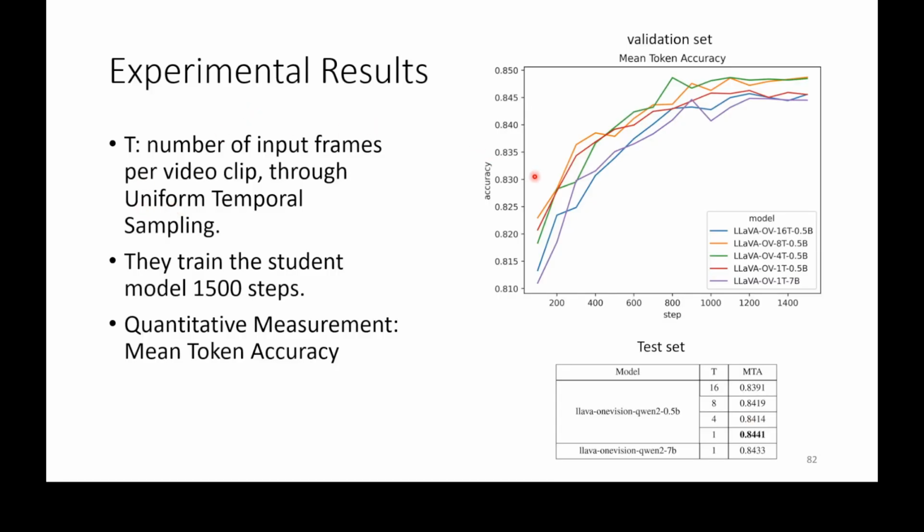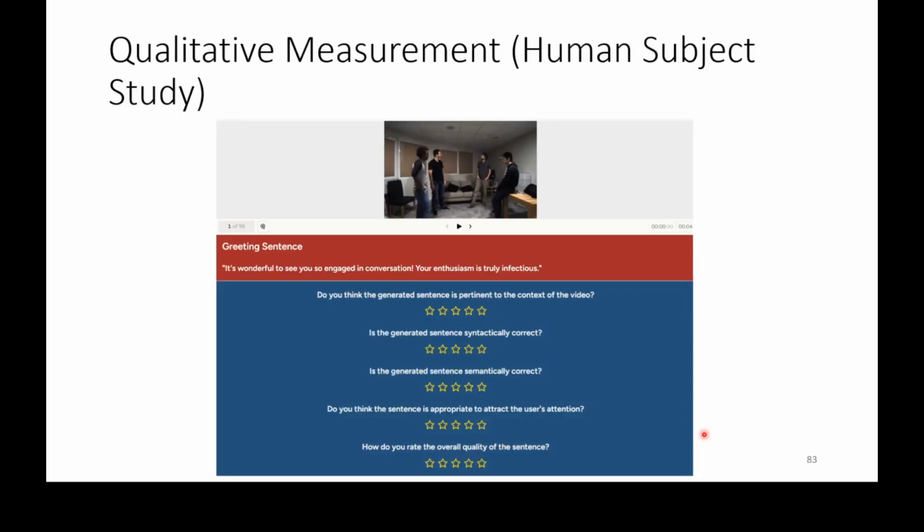Then they compare how many frames will be most efficient. So this is the validation set. The best one is the orange one, which is 8 frames, and the second one is the green one, 4 frames. However, in the test set, the best one is the single frame. Right. So you see this.